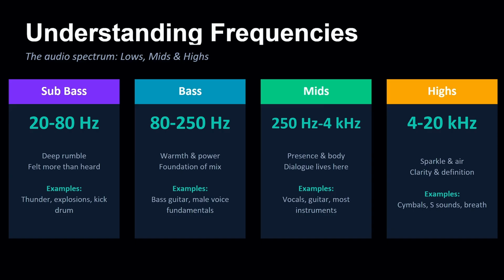The mids is where we hear most of human speech and melodies in particular. It's the intelligibility area, and that's presence and body: dialogue, of course, vocals, guitar, most instruments. And then highs, the sibilancy stuff. That hits between 4 and 20 kilohertz, and kilohertz being 1,000 hertz.